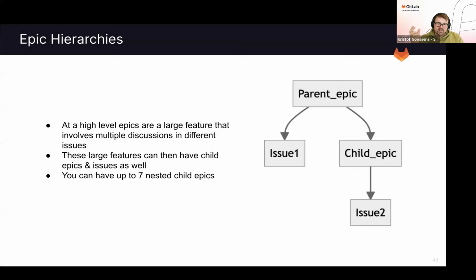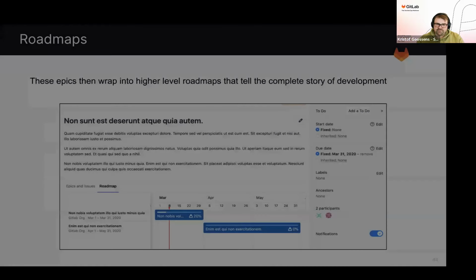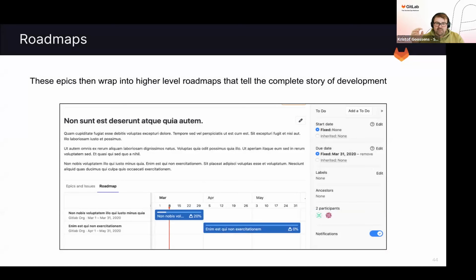At the highest level, an epic is a large feature or large body of work that involves multiple discussions and different issues and different portions, essentially, which can on its own still have sub-epics, which are called child epics here as well, or issues directly. You can have up to 7 nested child epics. The epics then wrap into a higher level roadmap that tells you the complete story of the development. Where are we at the moment? How far along are we? What are we still planning to do? And where will we end up with all the development itself?